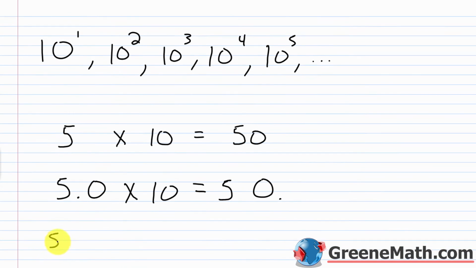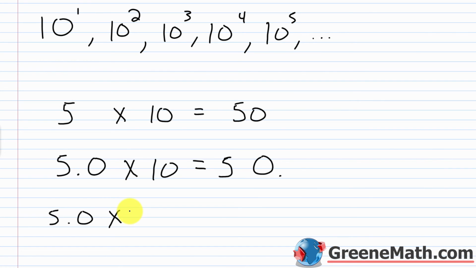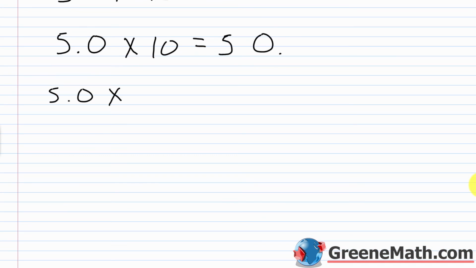If I took 5.0 and multiplied it by 100, there are 2 zeros in 100, so I move the decimal point 2 places to the right and put in another 0, and I'd get 500. I could do the same thing with 1,000 or 10,000, and so on and so forth.